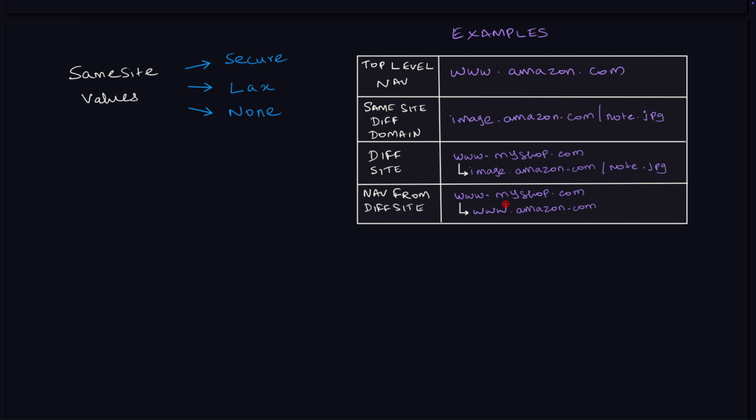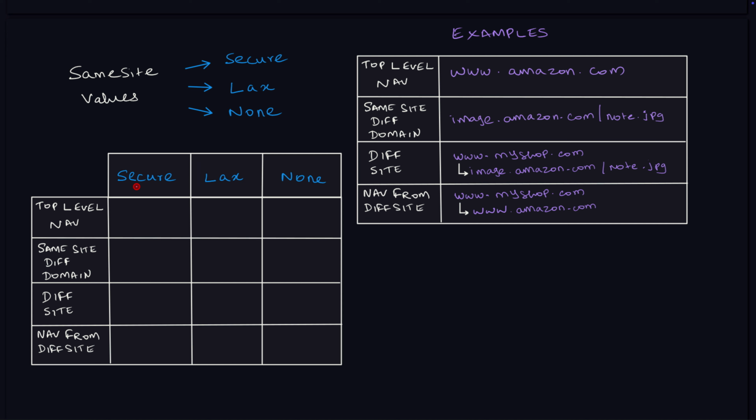And the fourth and final scenario is navigation from another site. The user has visited www.myshop.com and within that website we have a clickable link that takes the user to www.amazon.com. In this fourth scenario, we are going to understand how the cookie is sent when the user navigates from myshop.com to amazon.com. So these are the 4 examples we are going to use to understand how these 3 values work for each of these scenarios. Let's start with the strict value.